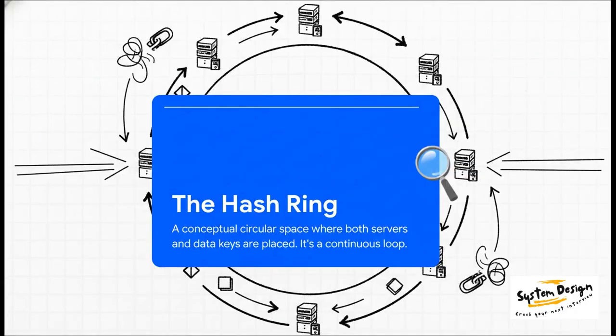And this is it. This is the hash ring. It's an abstract idea, kind of like a clock face. And on this clock face, we're going to place both our servers and our data keys. This one simple change in how we visualize the space is what's going to solve that whole scaling nightmare.